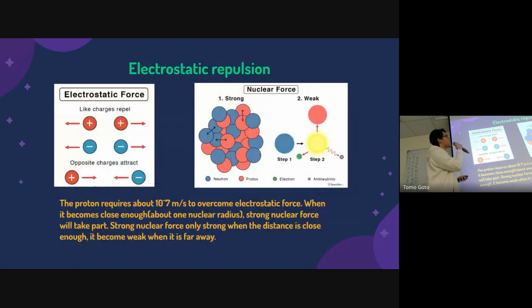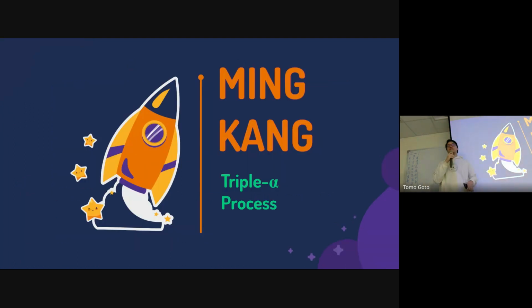And here comes the electrostatic repulsion. The 2 protons require a really high speed, about 10 to the power of 7 meters per second, to overcome the electrostatic force, since they are 2 positive ions. When they become close enough, about 1 nuclear radius, the strong nuclear force takes over to make the chain reaction happen. The strong nuclear force only acts when the distance is close enough, and it becomes weak when it is far away. Yeah, that's all.